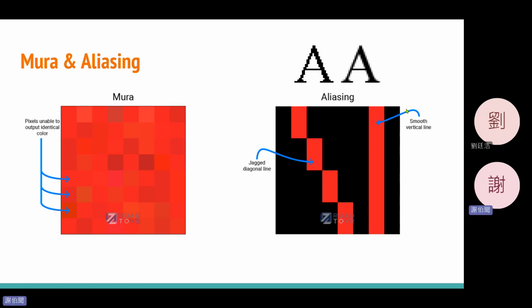But virtual reality will cause some side effects. Because the user's retina is so close to the monitor, it will cause Mura and aliasing. Mura is when a pixel is unable to output the identical color as another pixel. Aliasing is when it causes a jagged diagonal line to show as a curve.